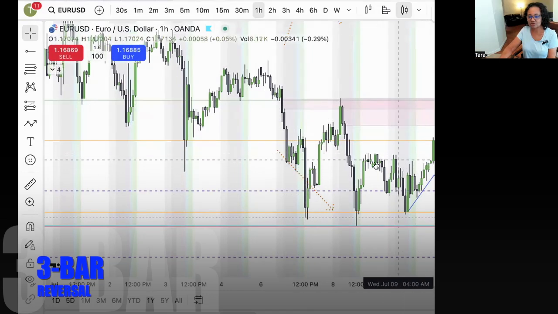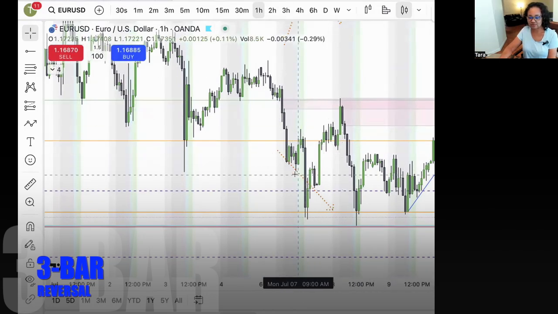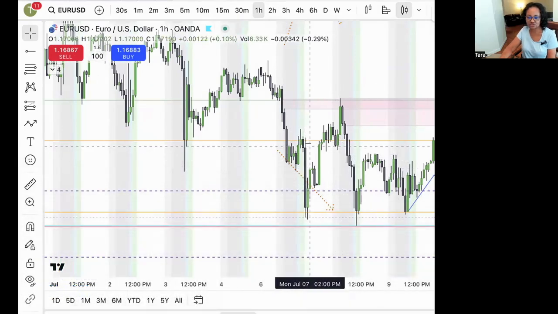We can see there's a 3-bar reversal right here on the 1-hour time frame. Here's our first bar, which occurred at 9 a.m. The second occurred at 10, and the third bar, which is engulfing, occurred at 11. So we could have taken this trade after this candle closed with our stop loss above the high and our take profit down to this next area of support, which we had marked earlier.